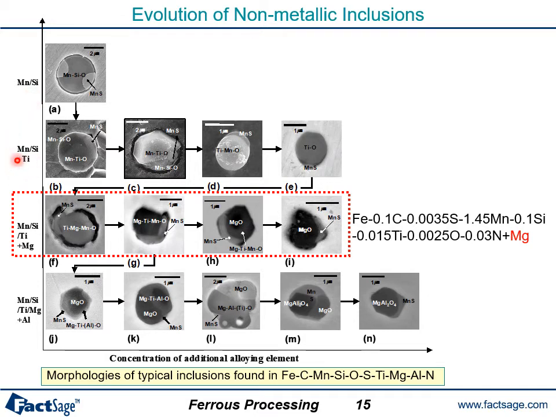Then when they add titanium on top of that, they can see the modification of this Mn-Si oxide to Mn-titanium oxide, and you can see the change of the morphology as well. In the end, when you add more and more titanium, the Mn-titanium oxide becomes completely titanium oxide. After that, they add some magnesium, and they see modification of this titanium or Mn-titanium oxide to a titanium, magnesium, manganese oxide inclusion. Eventually, if you add too much magnesium, it will be only magnesium oxide.